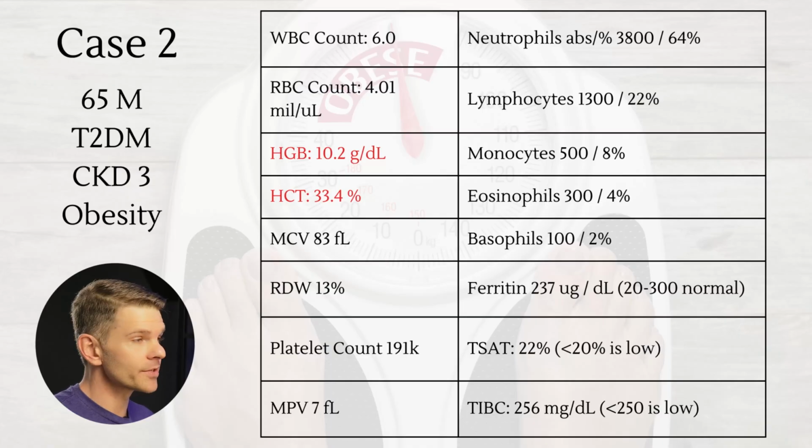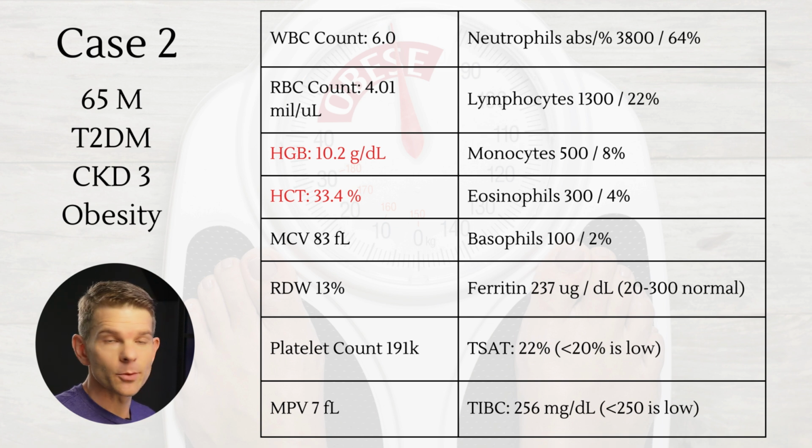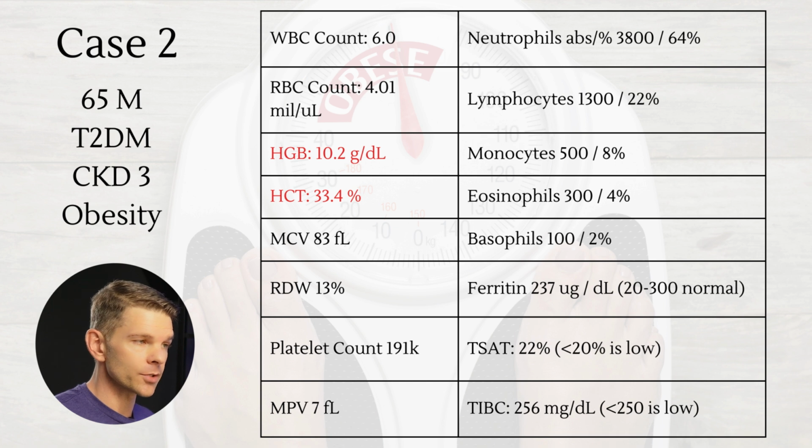In case 2, we have a 65-year-old man with type 2 diabetes, stage 3 chronic kidney disease, and obesity. So there's only 2 red numbers here, and which one is most important? That's right, the hemoglobin. He's moderately anemic with a hemoglobin of 10 and a hematocrit of 33. The MCV is normal. Since iron deficiency is the most common cause of anemia, the iron studies ferritin, transferrin saturation, and total iron binding capacity were checked.